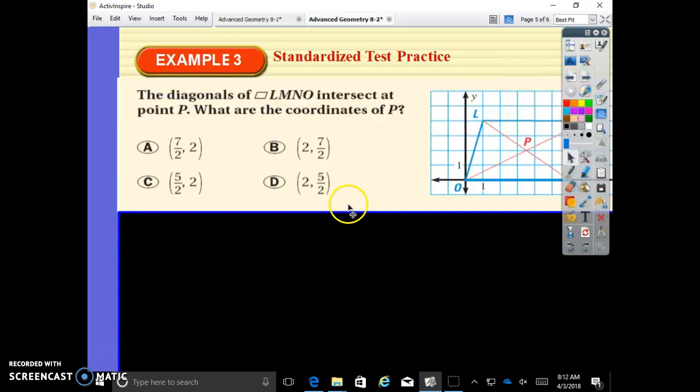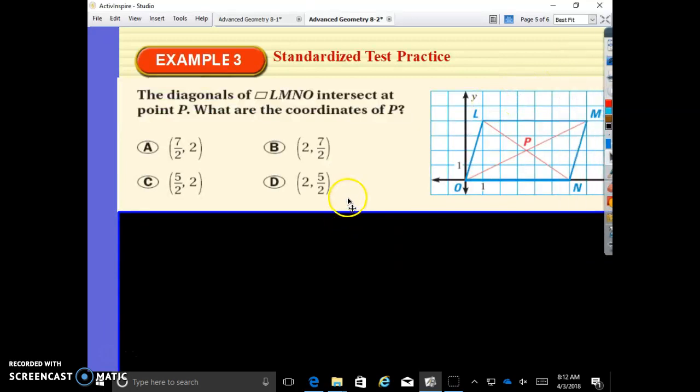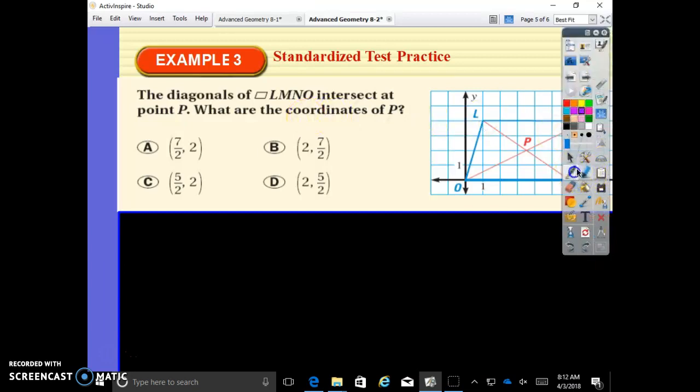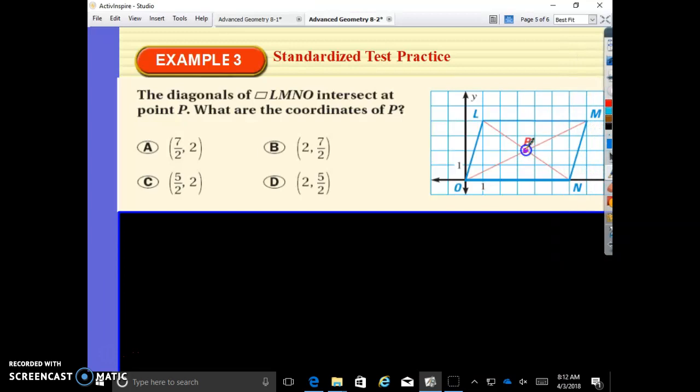The diagonals of quadrilateral LMNO, or parallelogram LMNO, intersect at point P. What are the coordinates of P? So what do we know about the diagonals of a parallelogram? Did you guys copy something in your notebooks about the diagonals of the parallelogram? I know you did. What did it say about the diagonals of a parallelogram?